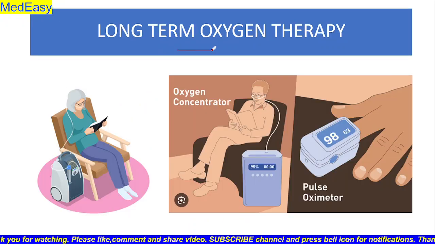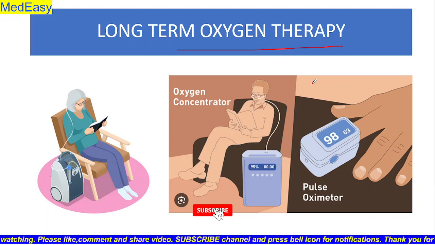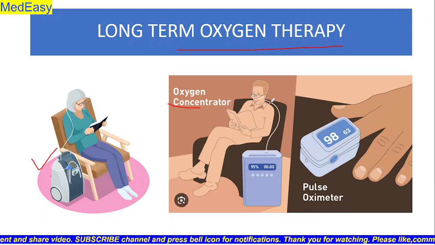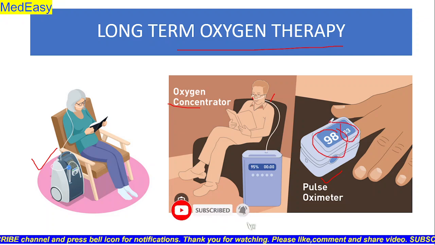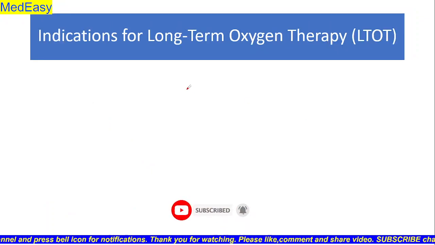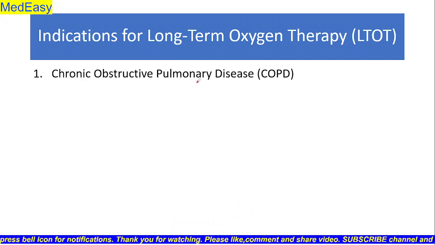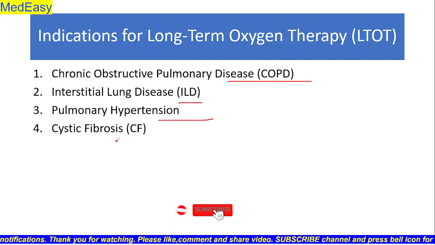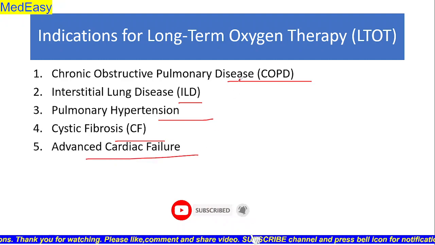Now, coming to long term oxygen therapy, some patients require long term oxygen therapy at home. Here we can see the oxygen concentrator, the patient is using oxygen from the concentrator with a nasal probe, and we can see the pulse oximetry where we measure the oxygen saturation and heart rate. So, what are the indications of long term oxygen therapy? One is COPD, interstitial lung disease, pulmonary hypertension, cystic fibrosis and advanced cardiac failure. So, these are the disease conditions when we prescribe home oxygen therapy to the patient.